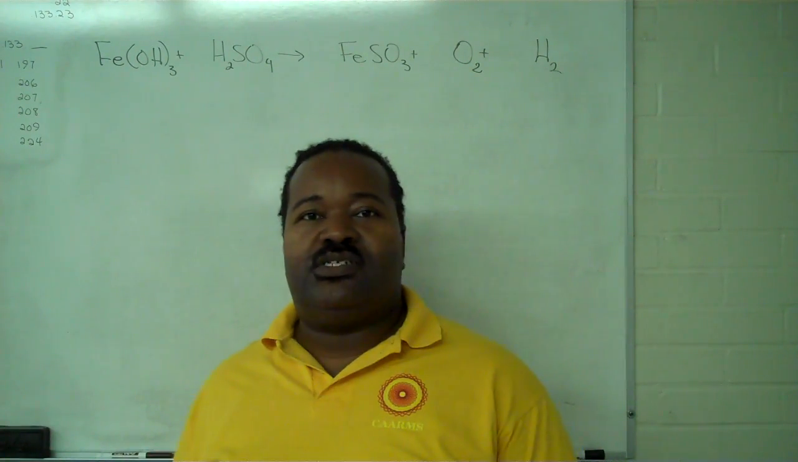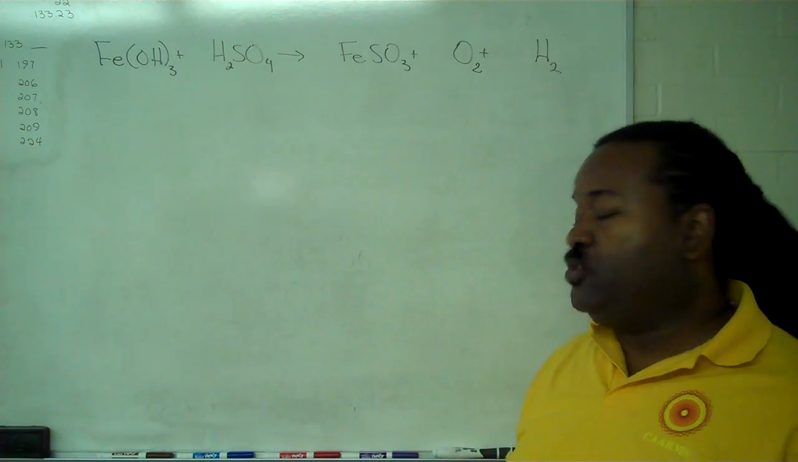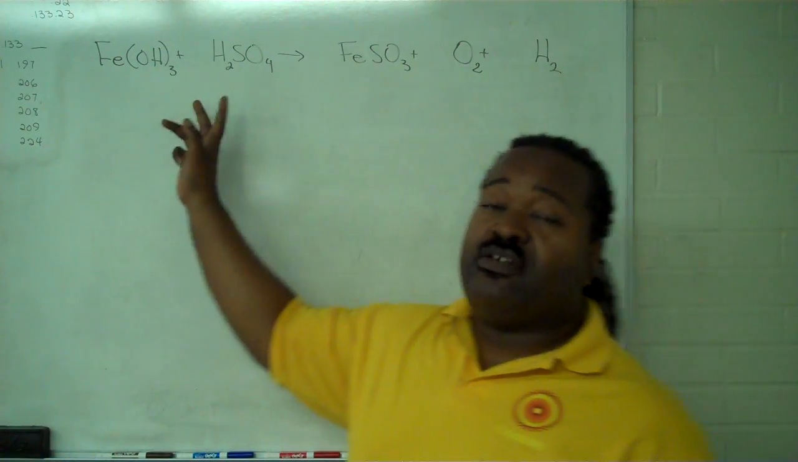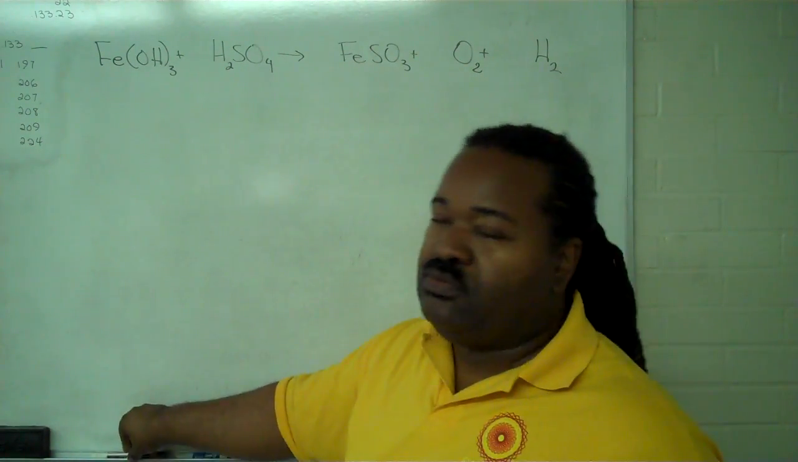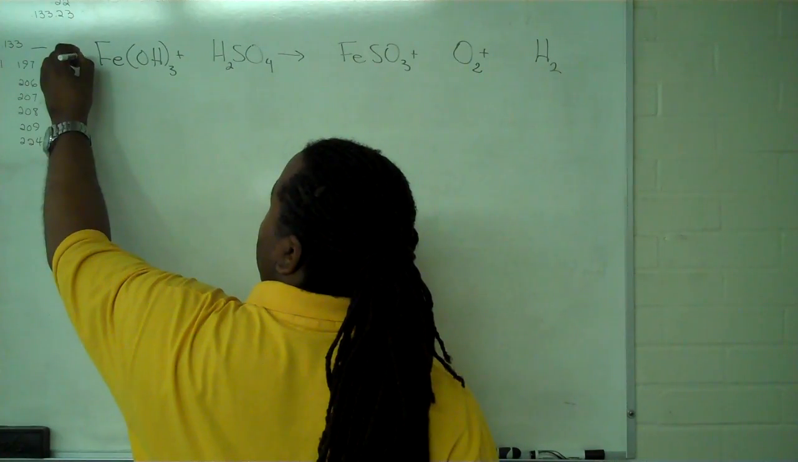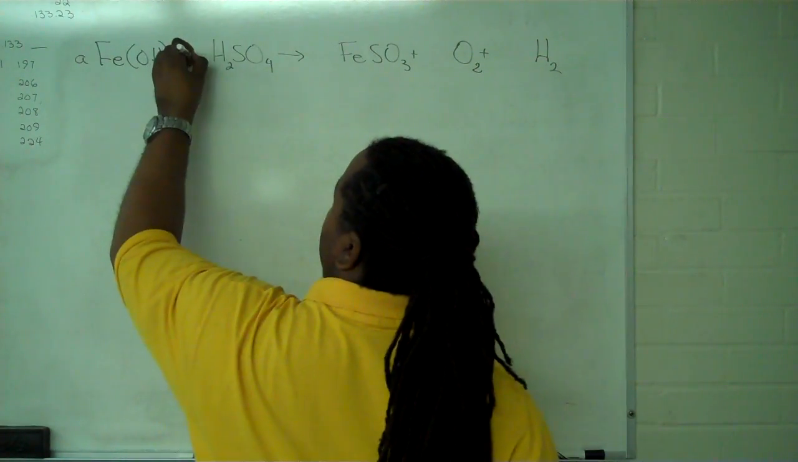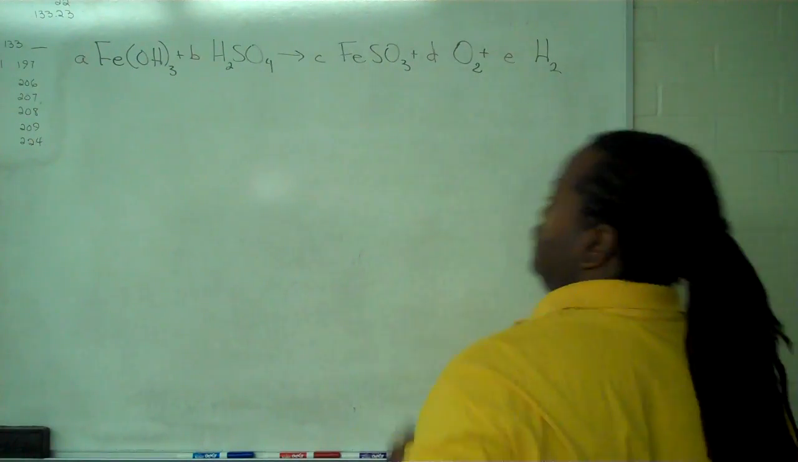This instructional video is designed to show you how to balance a reaction using the algebraic method. In this case we have 2 reactants and 3 products. However, the technique requires the exact same thing. In the first step we write dummy variables A, B, C, D, and E.